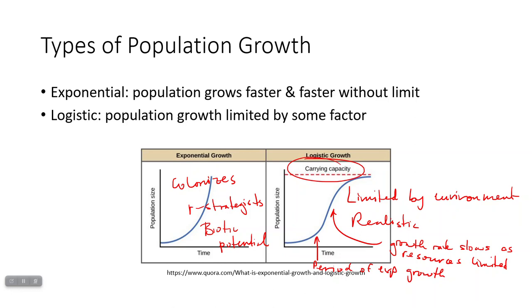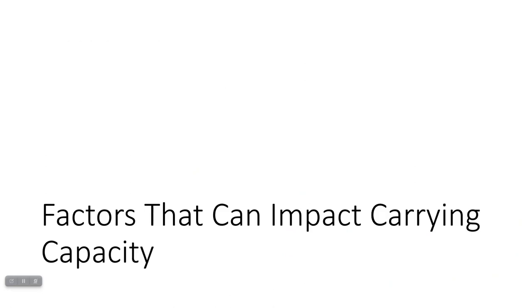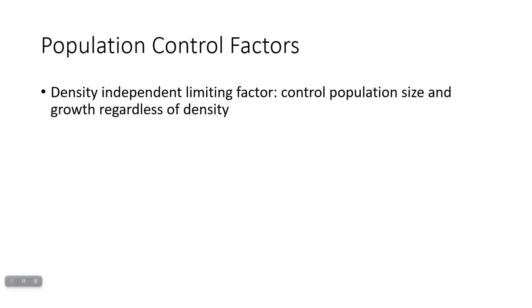So exponential growth is something you only see in nature if there is a new niche being exploited, or you have a species being invasive and moving into a new ecosystem, or you have a species just migrating into a new area. So, what are the factors that can impact the carrying capacity in the population? Well, these are known as population control factors, and there are two of them.